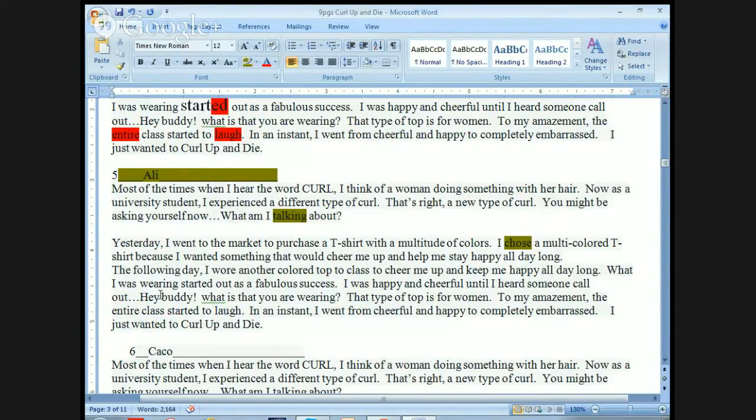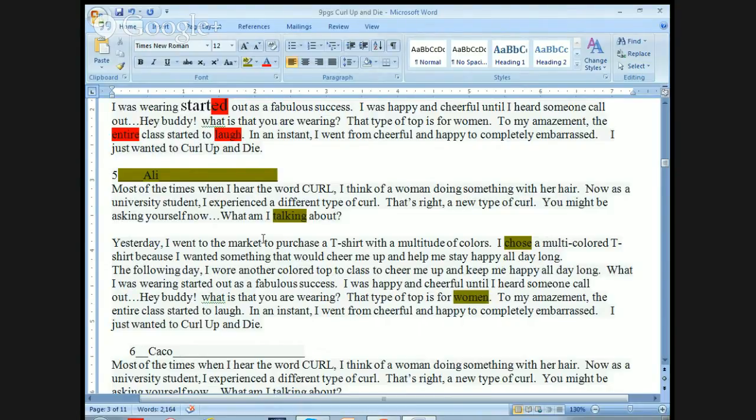To cheer me up and keep me happy all day long. What I was wearing started out as a fabulous success. I was happy and cheerful until I hear someone call out, "Hey, buddy, what is that you are wearing? That type of top is for women." To my amazement, the entire class started to laugh. In an instant, I went from cheerful and happy to a completely embarrassed. I just wanted to curl up and die.